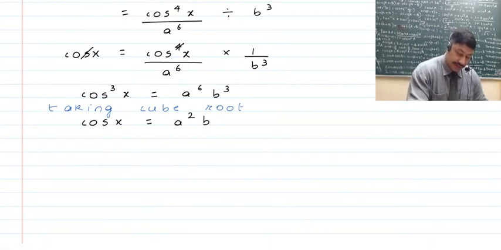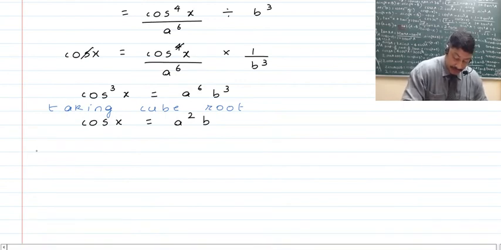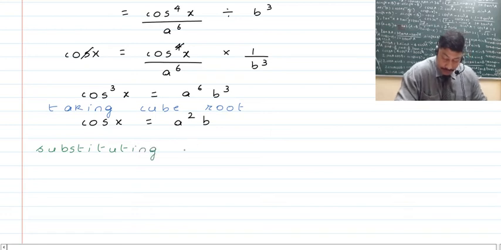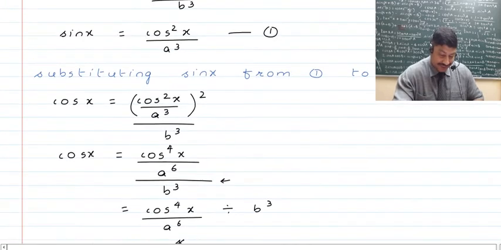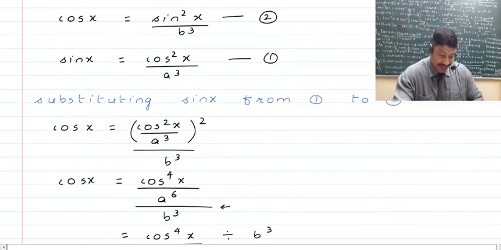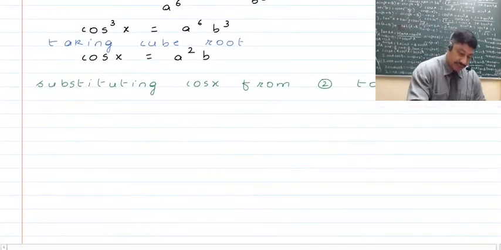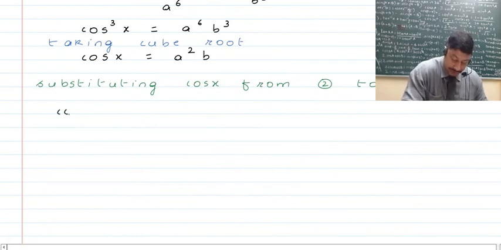So this value is going to be supplied, or substituting cos x from 2 to 1. Now cos x, children, is how much? It is sin square x upon b cube. We will write both these equations to remove any confusion.